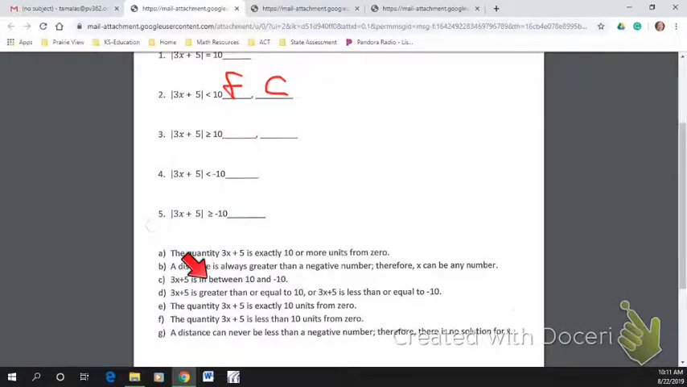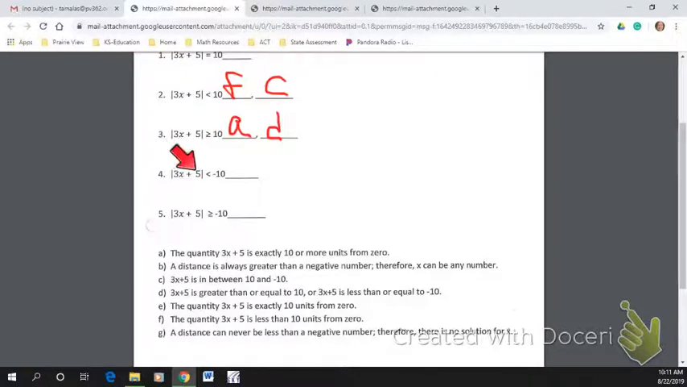All right, number 3. I'm looking for this quantity being more than 10 units away from 0 or exactly 10 units. 10 or more. So which ones signify that? A and D. A, the quantity is exactly 10 or more units from 0. A and D: 3x plus 5 is greater than or equal to 10, or 3x plus 5 is less than or equal to negative 10, right? So it's basically an or problem. Remember, an absolute value greater than a positive number is really just an or problem. So we had A and D.